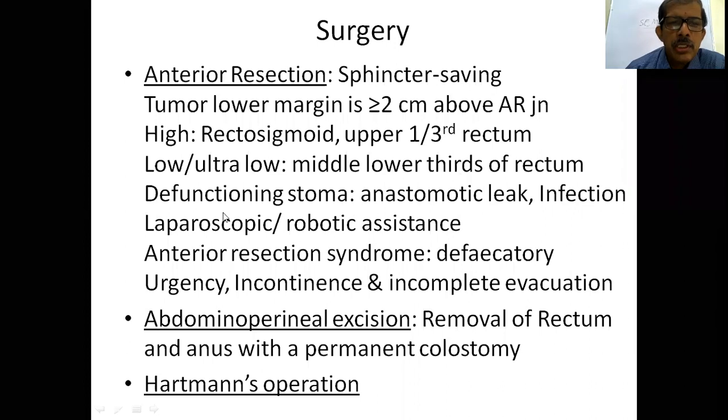Okay. Then sometimes you may need to do a defunctioning stoma, because if you expect anastomotic leak or infection, you can do a defunctioning stoma. It is nowadays more frequently being done with laparoscopy and even robotic assistance. So it is not without problems.